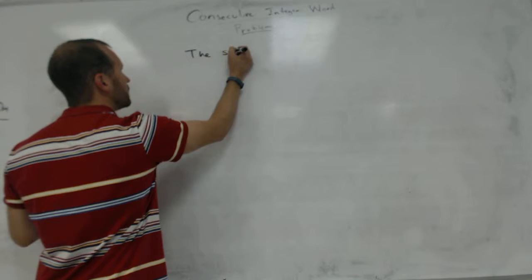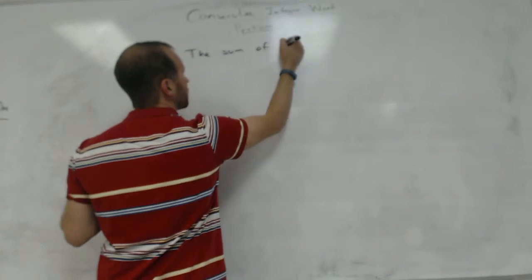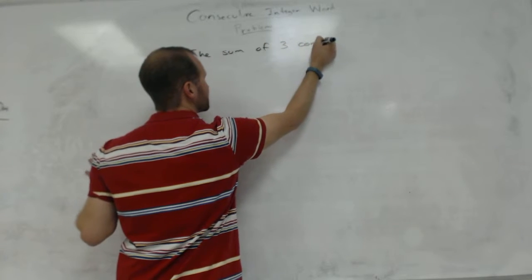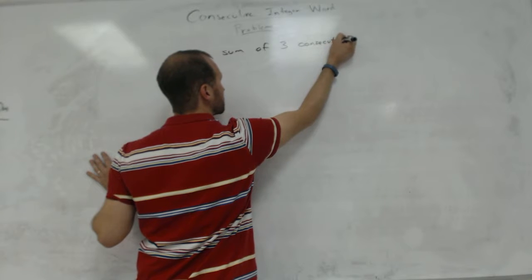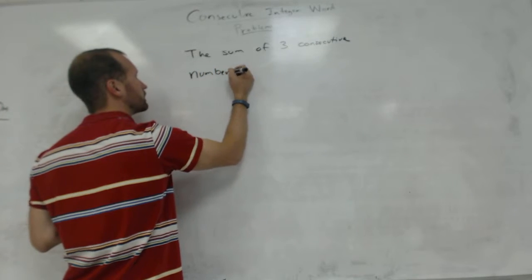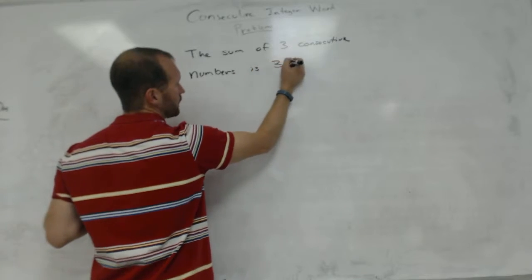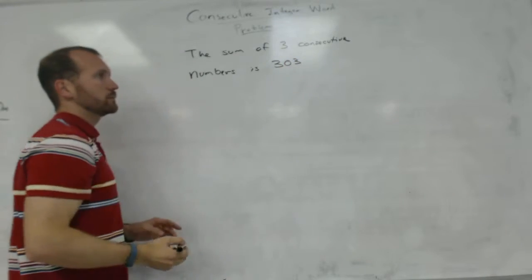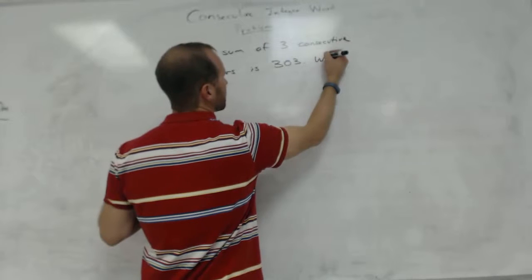The sum of three consecutive numbers is 303. What are the numbers?